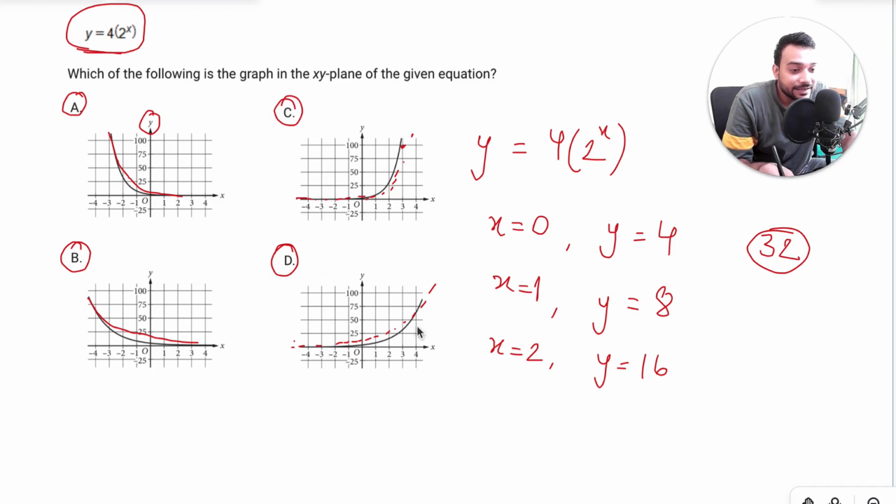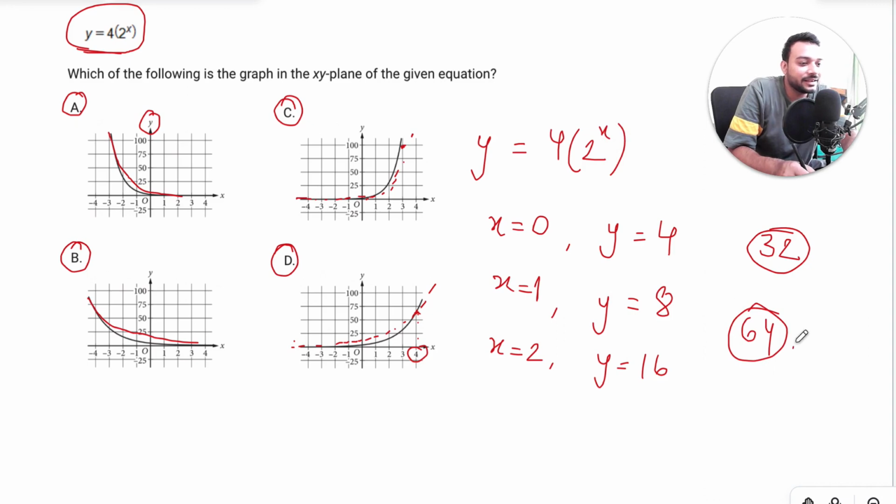Option D, let's see, at x is equal to 4, it's nearing about 60. As you can see here, this is the point where it intersects. Let's check. X is equal to 4, 2 raised to 4 is 16, times 4 is 64, which is approximately 60. Yes. So option D is correct. This is how you qualitatively analyze a given function or the graph of it.